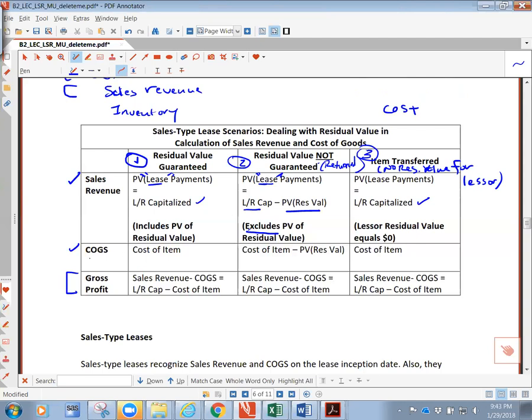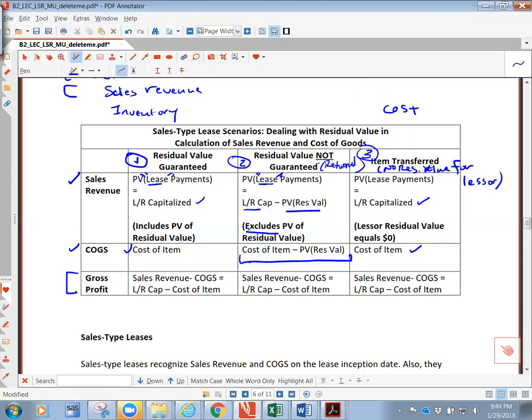Okay? Now, for cost of goods sold, notice that number 1 and number 3 just equal the cost of the item. In scenario number 2, it's really easy peasy lemon squeezy. You take the cost and you just subtract the present value of the residual value. Once again, if it's not guaranteed, there's too much risk to the lessor. So if you're not going to recognize the revenue, you don't match the cost of goods sold associated with it. You have to take out the present value of the residual value.